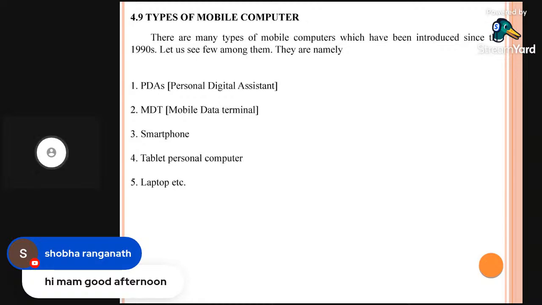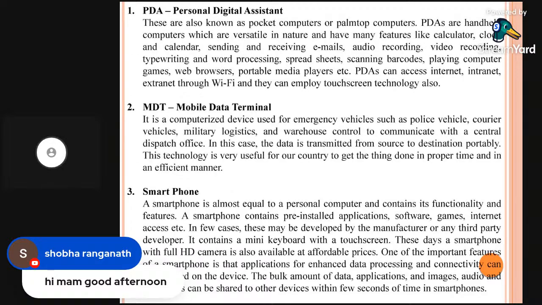Now let us understand these concepts. Personal digital assistants, or PDAs, are also known as pocket computers or palmtop computers. They are handheld computers which are versatile in nature, with many features like calculators, clocks, calendars, sending and receiving emails, audio recording, video recording, typewriting, word processing, spreadsheets, scanning barcodes, playing computer games. All these things are available in PDAs. They can also employ touchscreen technology with a Wi-Fi connection.